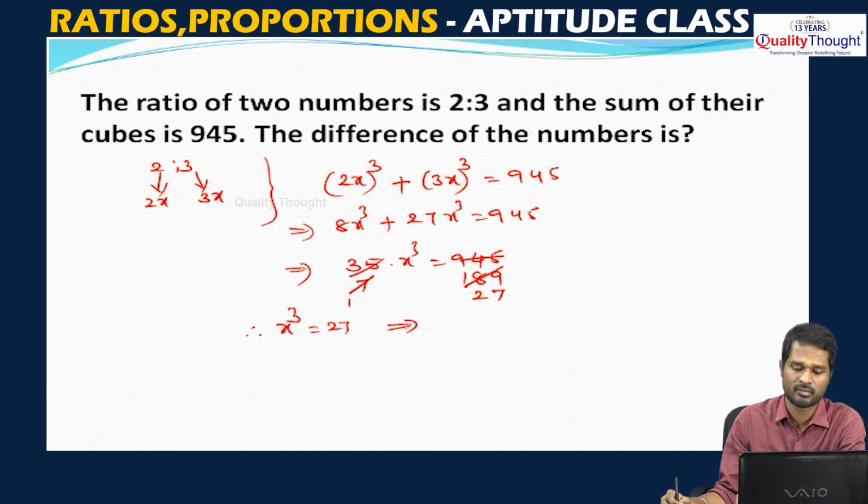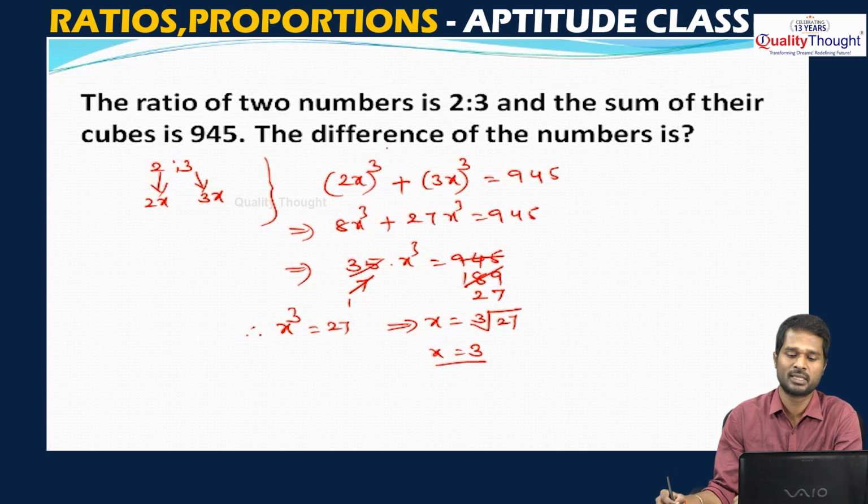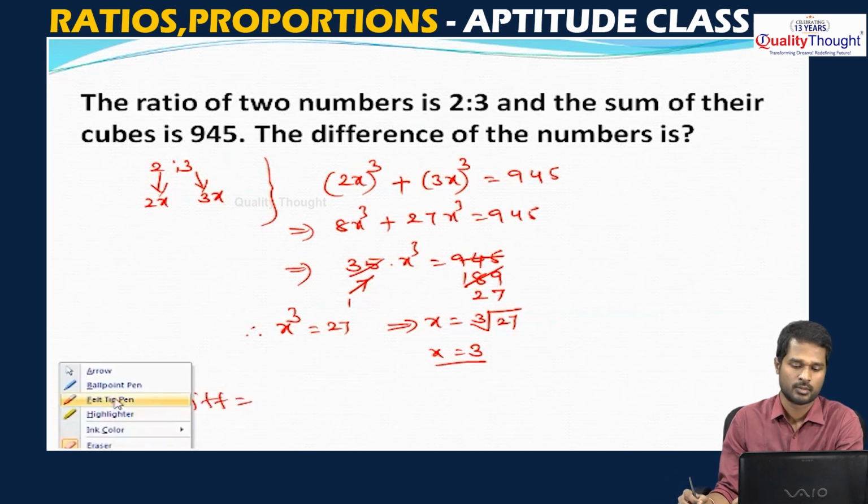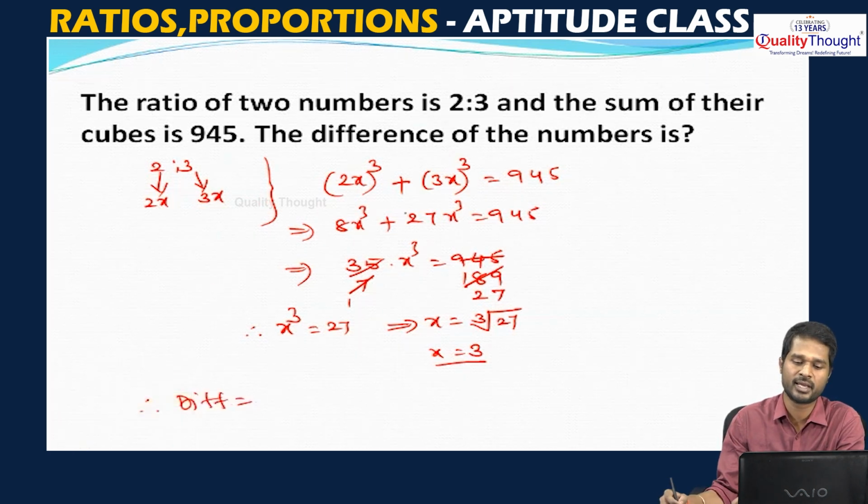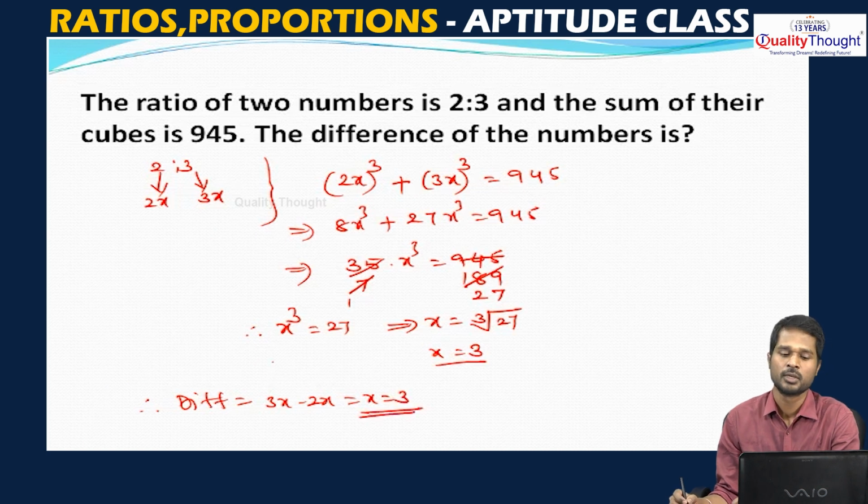So from this the value of x is going to be the cube root of 27. So x will be equal to 3. So the value of x is 3. Now what is the question? The difference of the numbers is 3x minus 2x, which is x. So the x value we got is 3. So the difference between those numbers is 3.